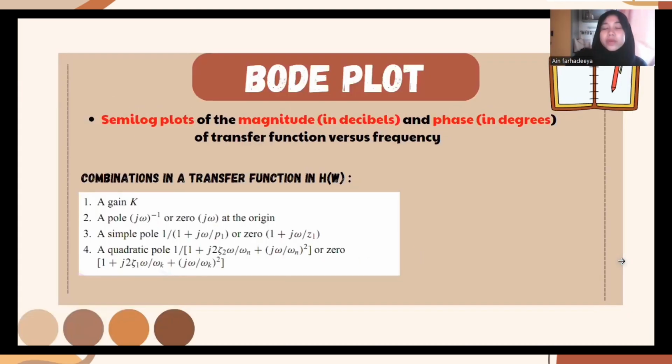Next, we move on to what a Bode plot is. A Bode plot is a semilog plot of the magnitude in decibels and phase in degrees of a transfer function versus frequency. In a transfer function H(ω), we have several components. Firstly, we have a gain K. Second, we have a pole (jω) or zero at the origin. Then we have a simple pole or zero. And lastly, we have a quadratic pole.